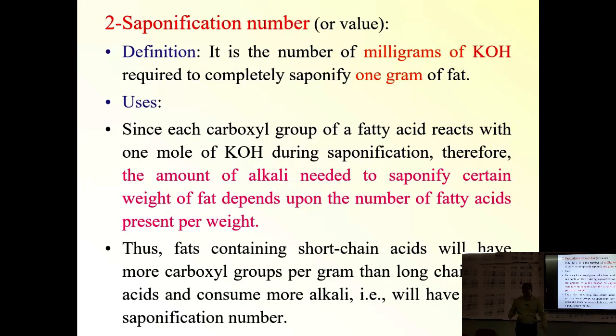It is the number of milligrams of KOH required to saponify 1 gram of fat or oil. What is the chemistry behind that? Since each carboxyl group of a fatty acid reacts with 1 mole of KOH during the saponification process, the amount of alkali needed to saponify a weight of fat depends upon the number of fatty acids. Thus, a fat containing short chain acids will have more carboxyl groups per gram than long chain fatty acids and consume more alkali.